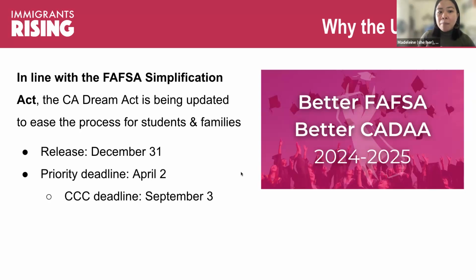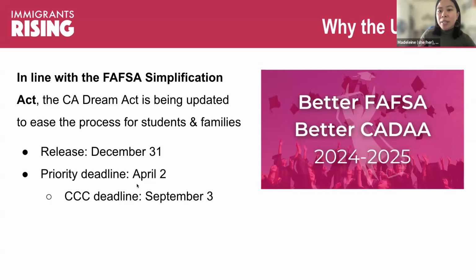Because of that delay, the priority deadline for this upcoming academic year is actually going to be April 2nd, as folks had already seen. And the community college deadline is still going to be the same, September 3rd. And we're just going to be providing some general updates of the application at the moment, since I think we'll really know a lot more once that application has been released.